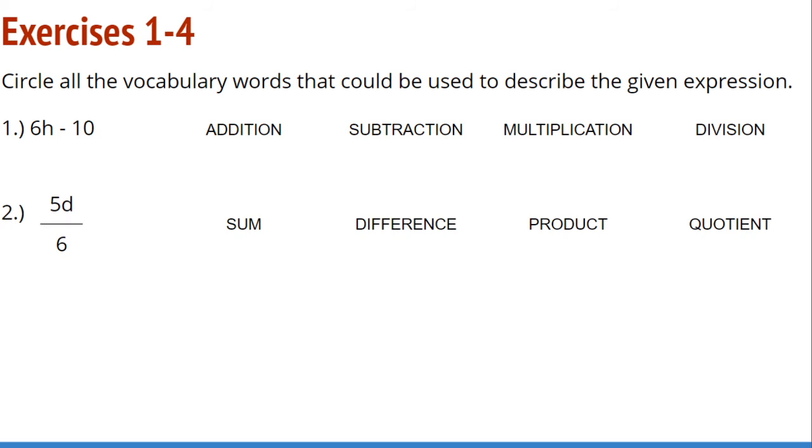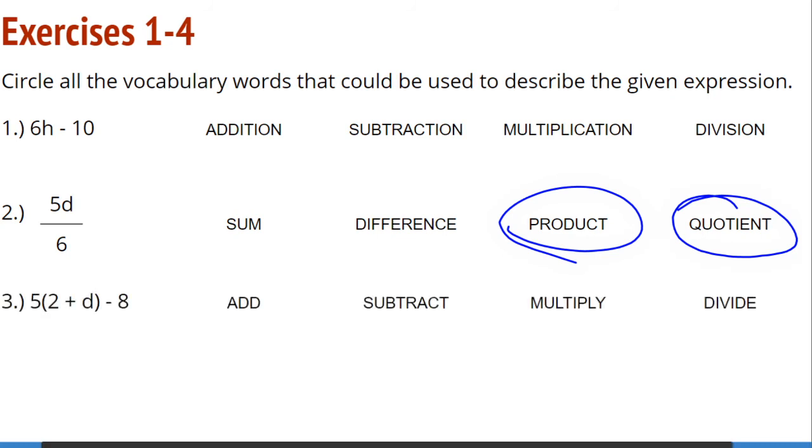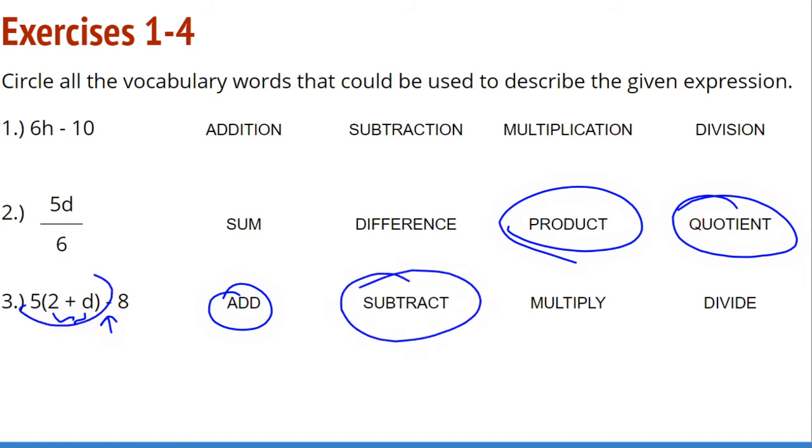Let's see here. Well, I see that I have a product, 5 multiplied by d. And I see that I have a quotient because I am performing division. Ooh, this one's got a lot going on. Well, I see that I have addition because I have a sum in the center here. I know that I've got subtraction. I know that I've got a product here because I've got some factors going on, but I don't see any division.